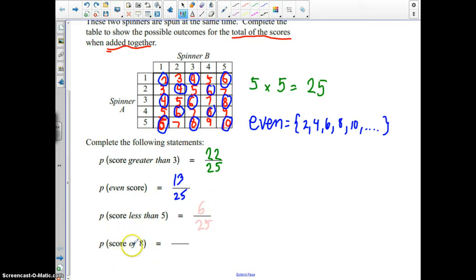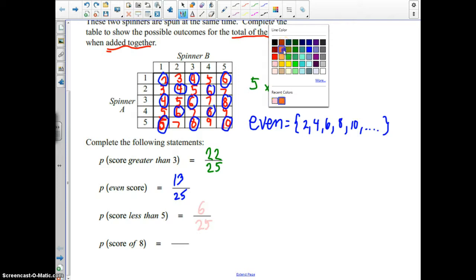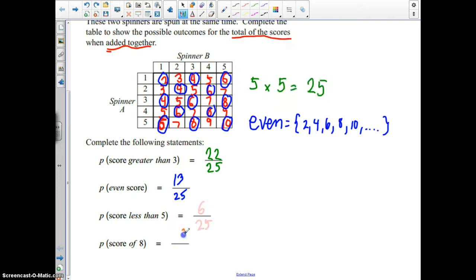Right, now the probability of a score of 8. So it's asking us how many 8s are there. So we can look at the table again, and we can see that 1, 2, 3, there are 3 8s in there. So we can say that there are 3 out of 25. There are 3 8s out of the 25 total scores. And there we go. We've already answered all the probability questions, and that ends our lesson.